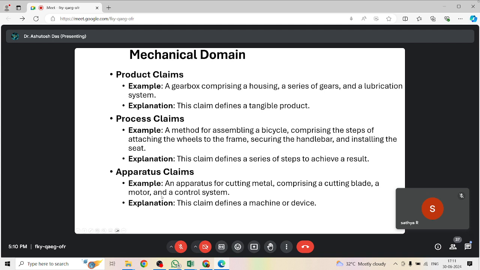The apparatus claim: an apparatus for cutting. An apparatus uses some instruments; that is also a device, actually. Apparatus for cutting metals, comprising a cutting blade, a motor, and a control system. So the apparatus consists of these for particular functions. You see, these are all mechanical domains, but we can have product, process, and apparatus claims.